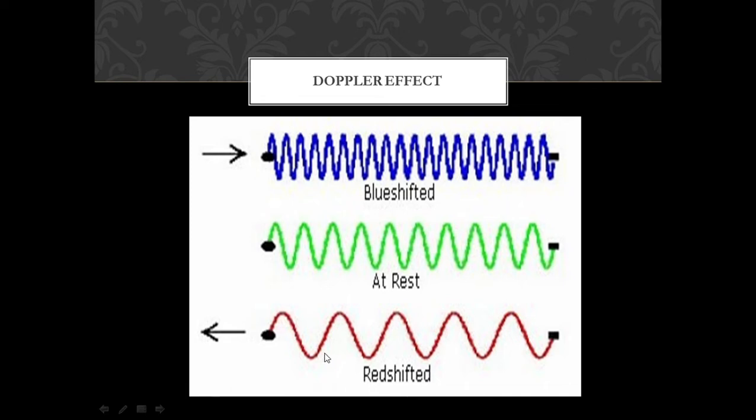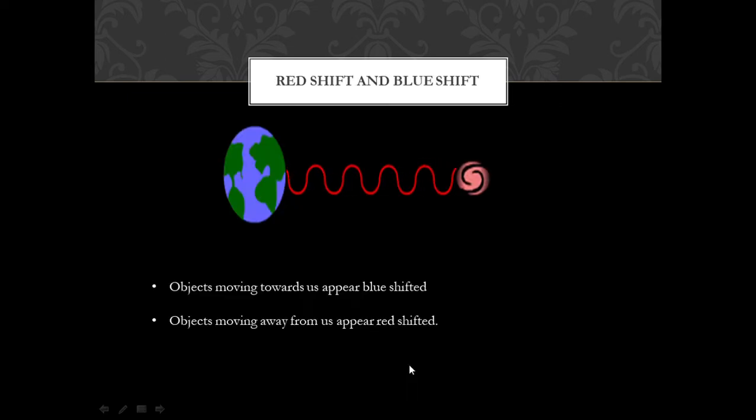When they are moving away from each other, the wave appears to be redshifted. When they are moving towards each other, the wave appears to be blueshifted because the crests and the troughs get squished together. When it's redshifted, they get stretched far apart. So that was about the Doppler effect.